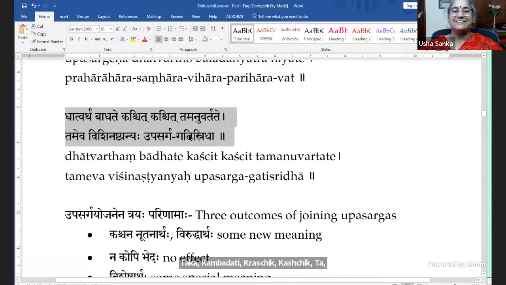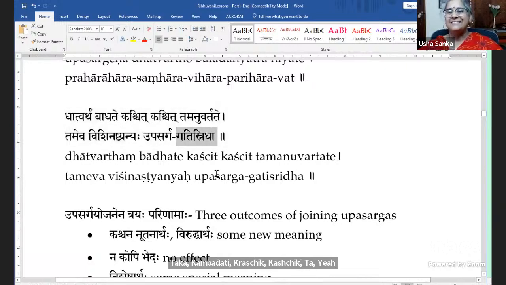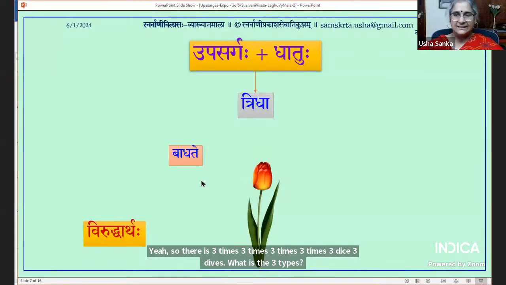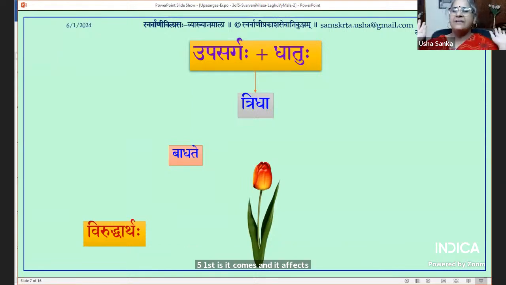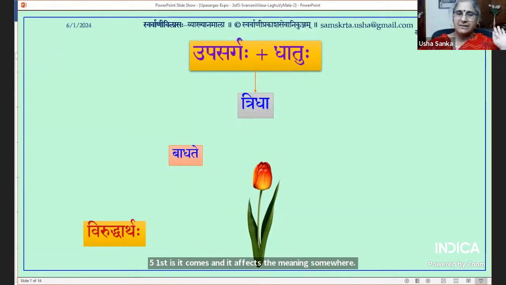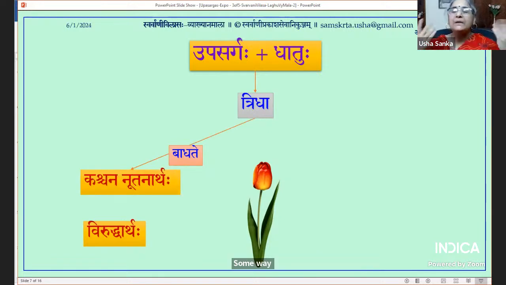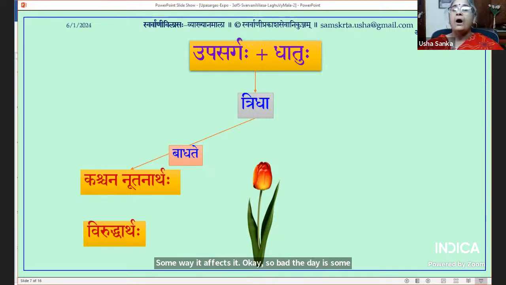Upasargagatistridha. So there are three types. Tridha is three types. What are the three types? Let us see here. Badhate. First, it comes and affects the meaning in some way. Some new meaning is generated, or sometimes the entirely opposite meaning.